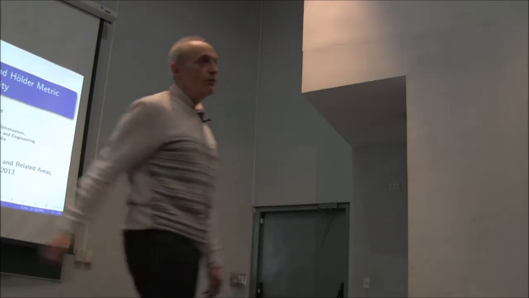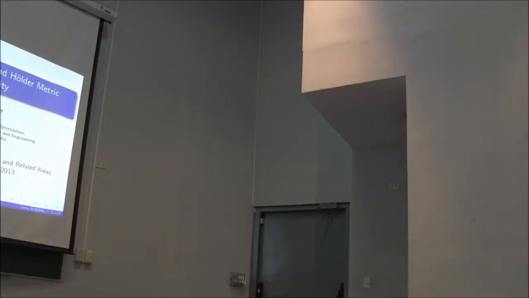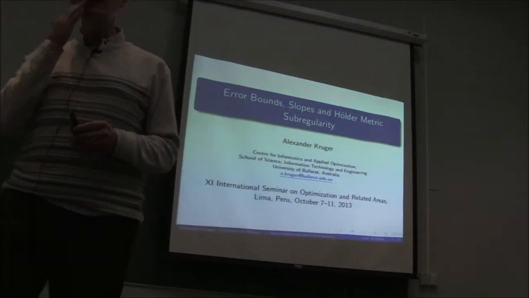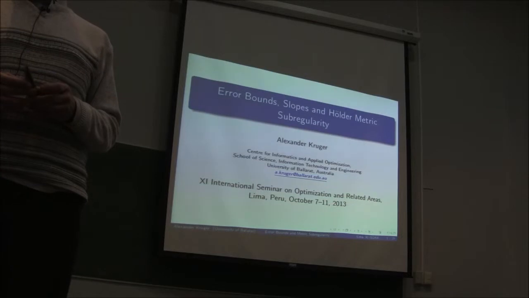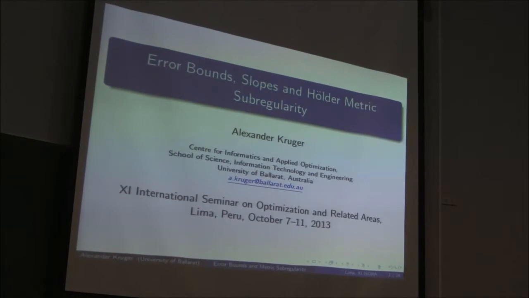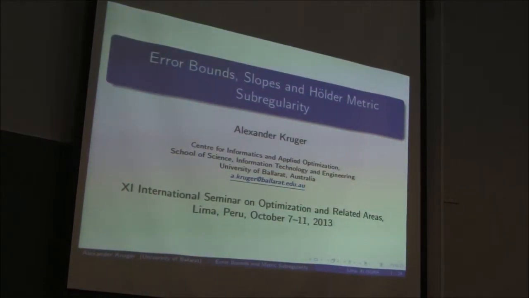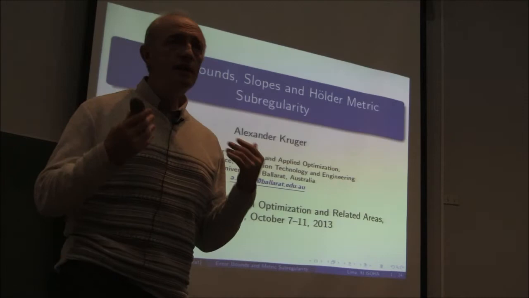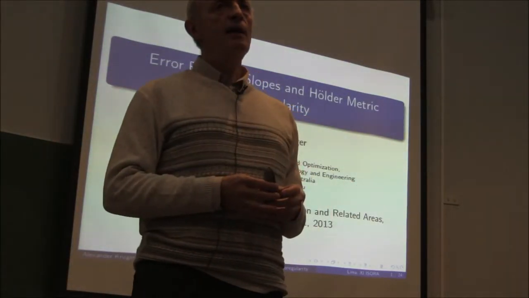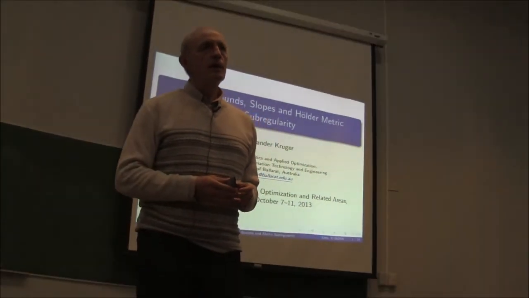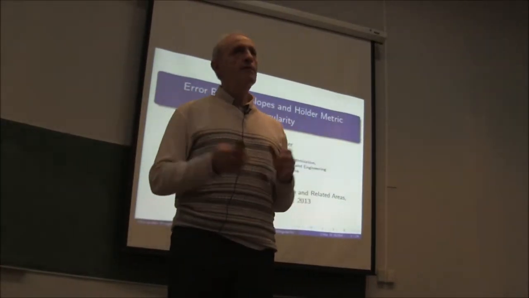Thank you. So, okay, today I'm going to talk about error bounds and metric subregularity. Those who work in variational analysis know that these two things are very closely related. Error bounds for real valued functions and metric subregularity of set-valued mappings. The definitions are very similar. The criteria for these properties are very similar. And I'm going to demonstrate the similarity a little bit further.